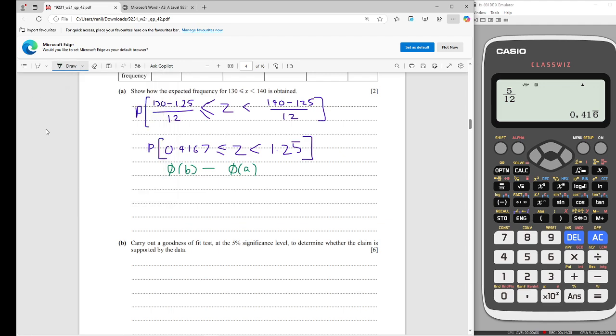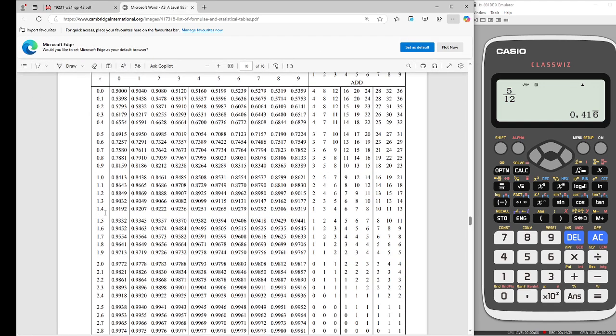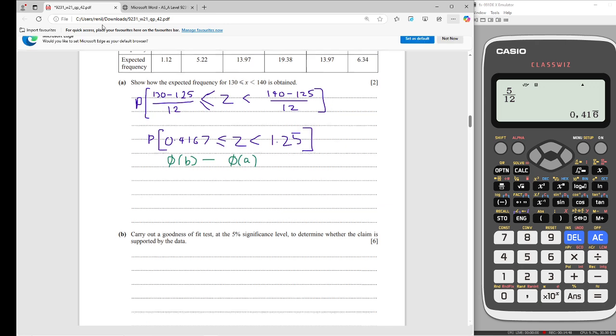Okay, so moving on, let's do phi of 1.25. So we can go here 1.2, and our third decimal place, I mean second decimal place is here. Right, so we have 0.8944.